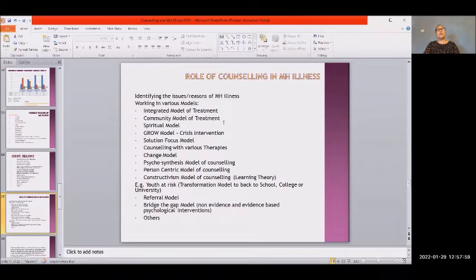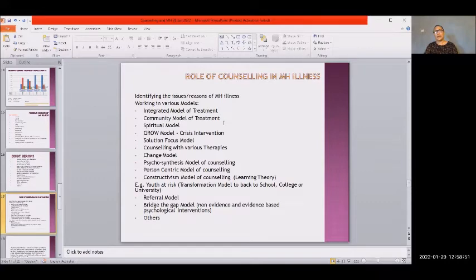Similarly, counselors are also able to use various kinds of models: integrated model of treatment, community model of treatment, spiritual model of treatment, GROW model. I already said the GROW model is a crisis intervention sort of model. Solution-focused model, counseling with various therapies, change model, psychosynthesis model of counseling, person-centered model of counseling, constructivism model of counseling, which is a kind of learning therapy, and it is very useful because it is part of educating the client. It is constructivism: to construct them. If the client is educated, they are supported to understand what is happening.